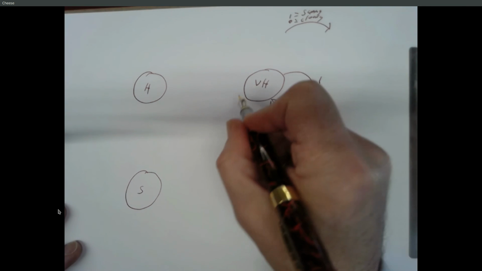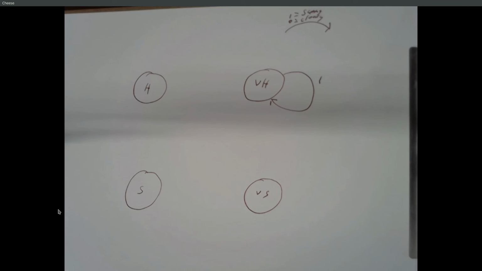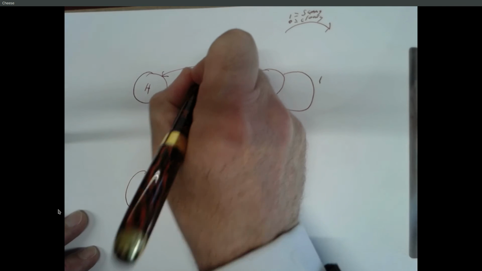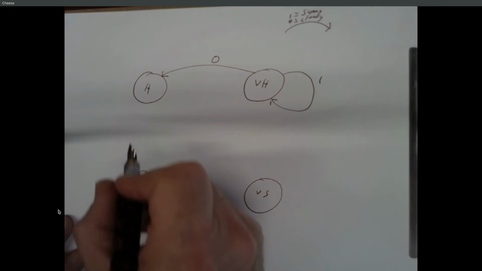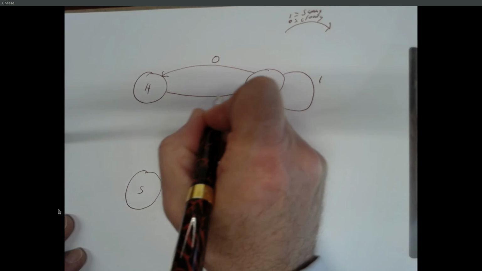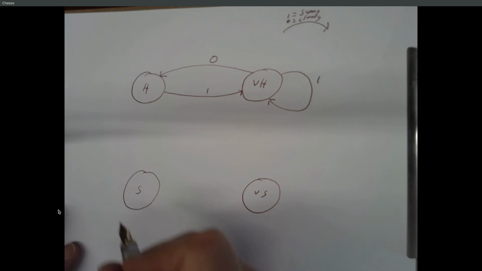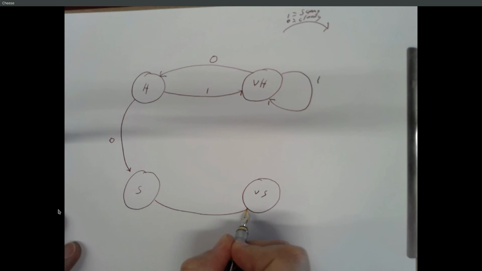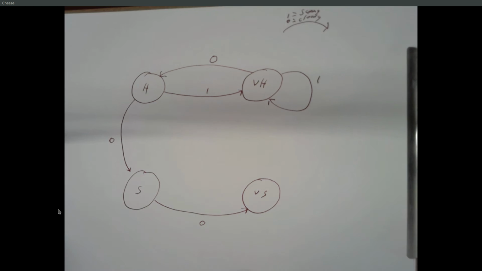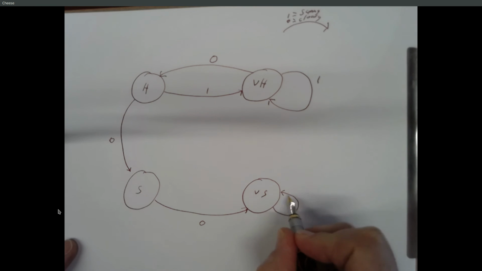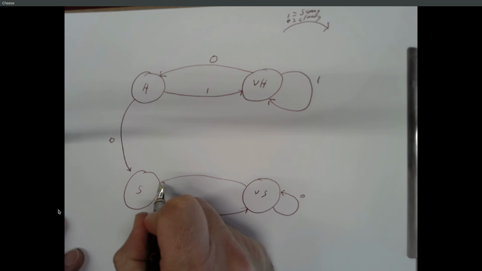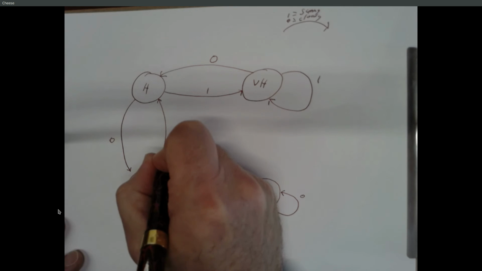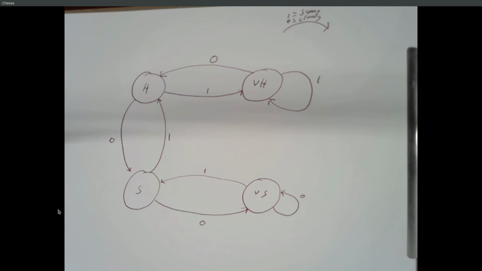So if we're very happy and it's sunny, then tomorrow we're going to be very happy. If we're very happy and it's cloudy today, tomorrow we're just going to be happy. If we're happy and it's sunny, then tomorrow we're going to be very happy. If we're happy and it's cloudy, tomorrow we're going to be sad. And if we're sad and it's still cloudy, the next day we're going to be very sad. And if we're very sad and it's cloudy, we're going to stay very sad. But if it's sunny, we'll just move to sad. And then if it's sunny for a second day, we get happy. And then if it's sunny for a third day, we get back to very happy.